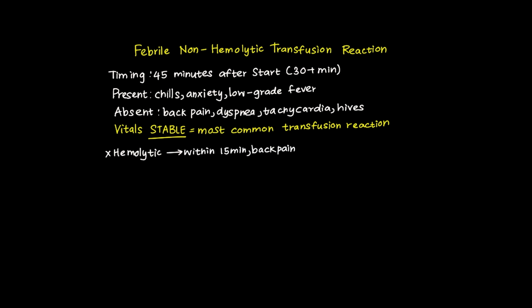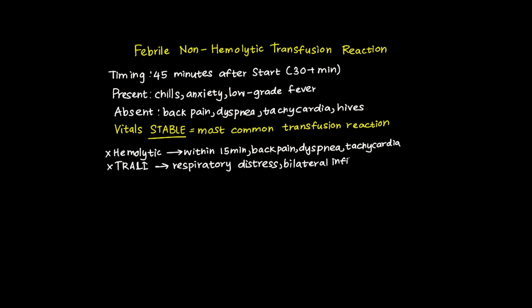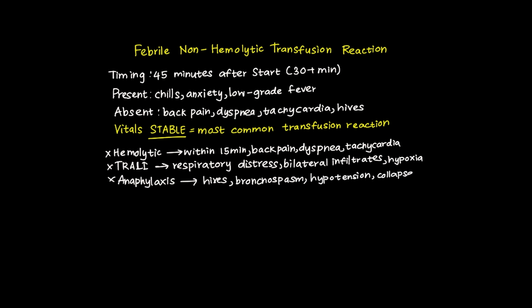It hits within 15 minutes with back pain, dyspnea, and a racing heart as donor red cells get destroyed. The timing and symptom pattern here rules it out. TRALI causes acute respiratory distress with bilateral infiltrates and hypoxia. This patient has zero respiratory symptoms, so that's eliminated. Anaphylaxis brings hives, bronchospasm, hypertension, and potential cardiovascular collapse. Stable vitals with no allergic symptoms rules that out too.